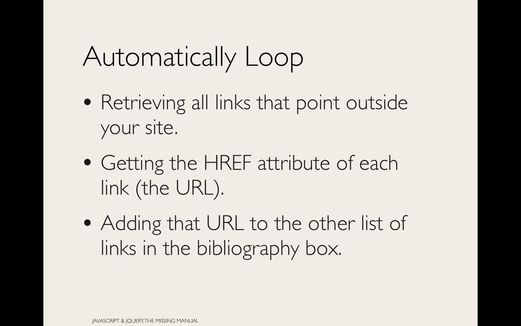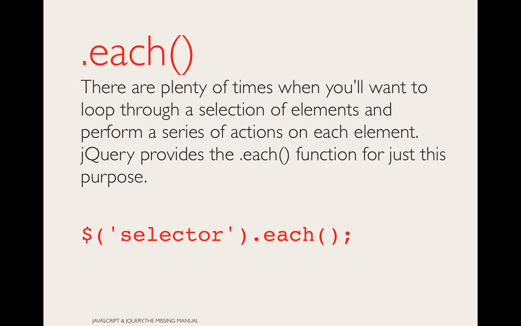Another example might be you want to retrieve all the links that point outside your site, get the href attribute of each link, and then add that URL to a list of links in, say, a bibliography box on your page. And for that, we use the each method, because there are plenty of times when you want to do some custom code and loop through a selection of elements and perform that series of actions or that series of code on each element. And each lets you do that.